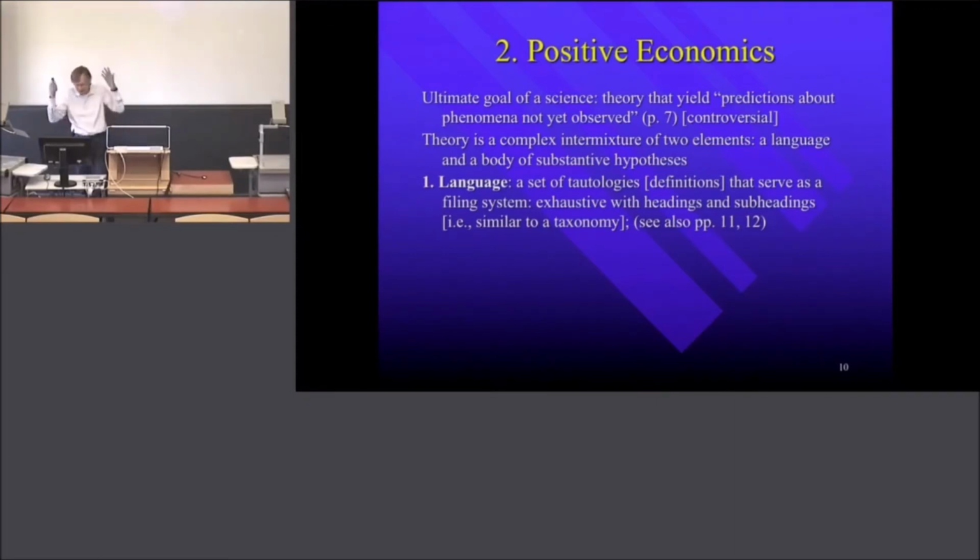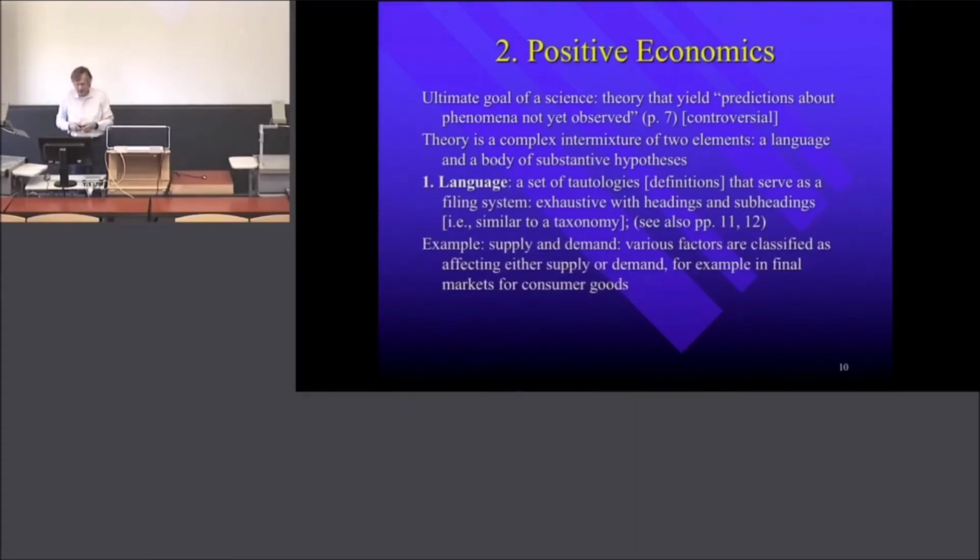So if you don't understand, a set of tautologies, and then he said that serve as a filing system. Already that is somewhat strange. A filing system, how should that work? And he says it's exhaustive with headings and subheadings. Now, this sounds rather like a taxonomy, right? Where you have concepts and then you have subconcepts and subconcepts. That's titles and subtitles, similar to a taxonomy. And then you say, whoops, I don't really understand what's going on.